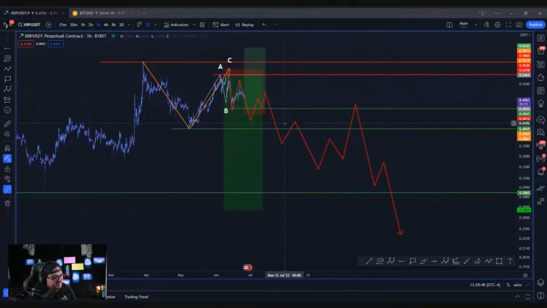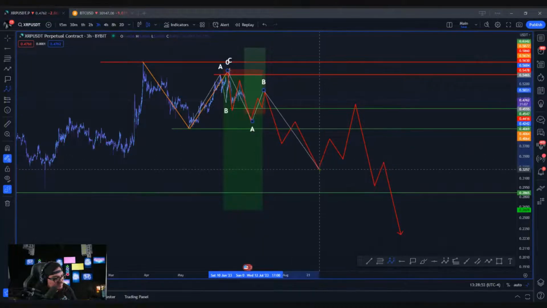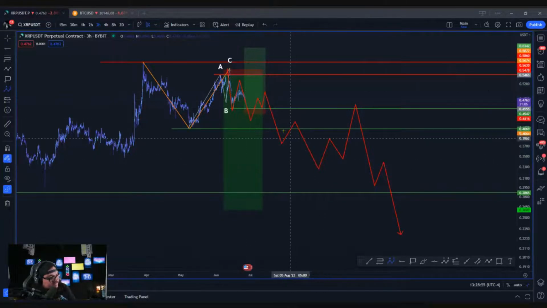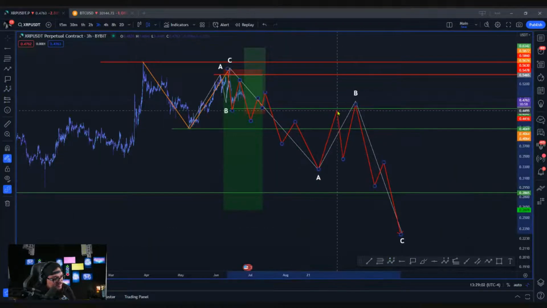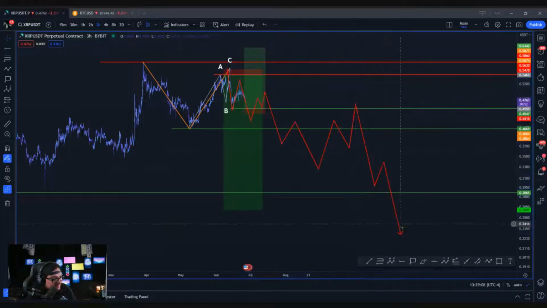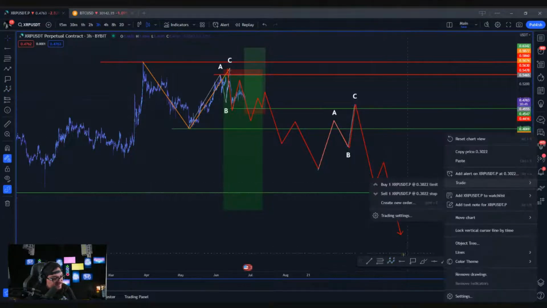All right. I know there's a lot of lines here, but this would be an A to a B to a C, which would be one larger A. All right. A B to a C. If you can get a good short continuation setup off of the B wave, that would be an ideal area to take profit and re-enter.